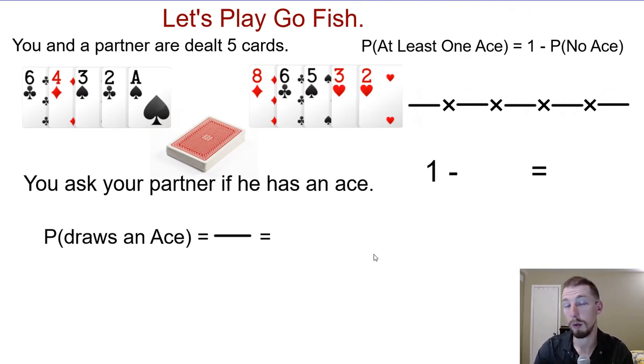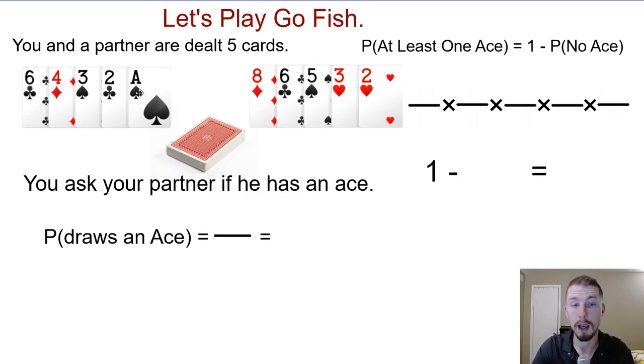Let's do it with Go Fish. So let's say we play the game of Go Fish, and our 5 cards are dealt. Our hand is dealt first, and then our partner draws 5 cards. So the first 5 cards out of 52 of the deck were dealt to us. So now there's only 47 cards remaining in the deck.